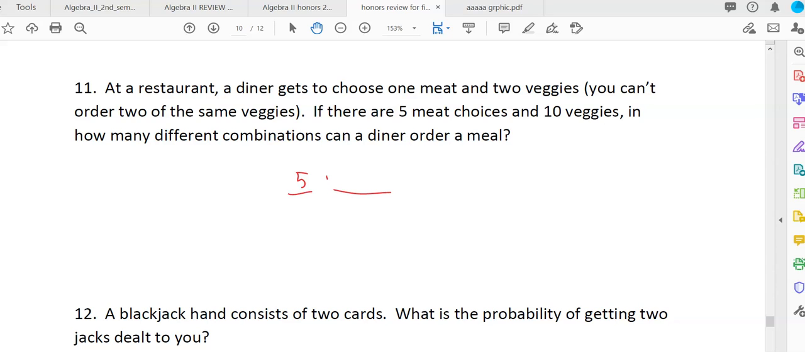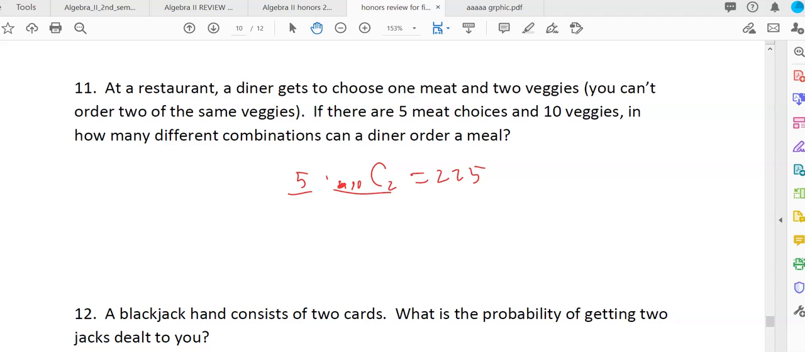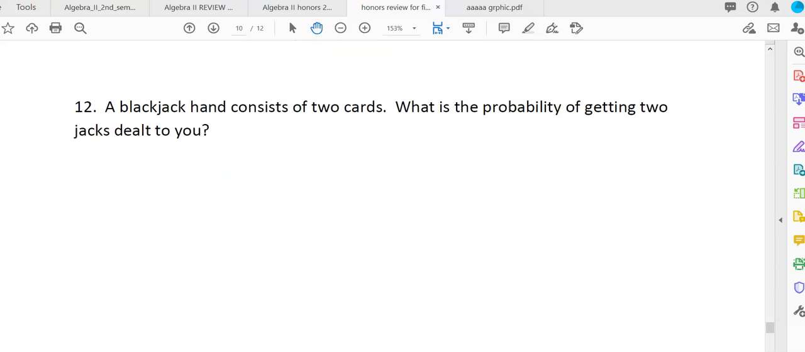And how many different ways can we choose the veggies? So that would be nCr. So that would be 10, choose 2. Okay, so because order is not important on that one, it'd be 5 times nCr 10, comma 2. 225 different ways to order that. Kind of a tough one. I think that's right though.